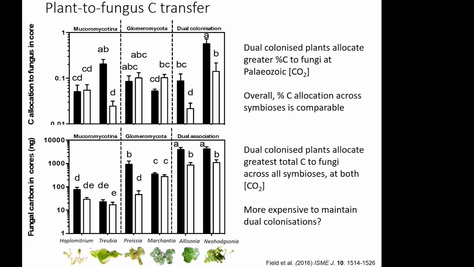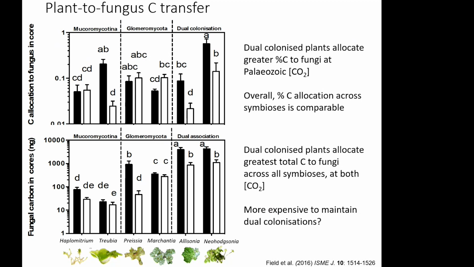And this is what we found. So I'm going to talk through these graphs quite slowly because they're pretty horrible. I haven't figured out a better way of doing it yet. So on this panel on this side here, we've got the Mucoromycotina associations. That's Haplomitrium and then Treubia. The black bars are, I think, the high CO2, and the white bars are the lower CO2.